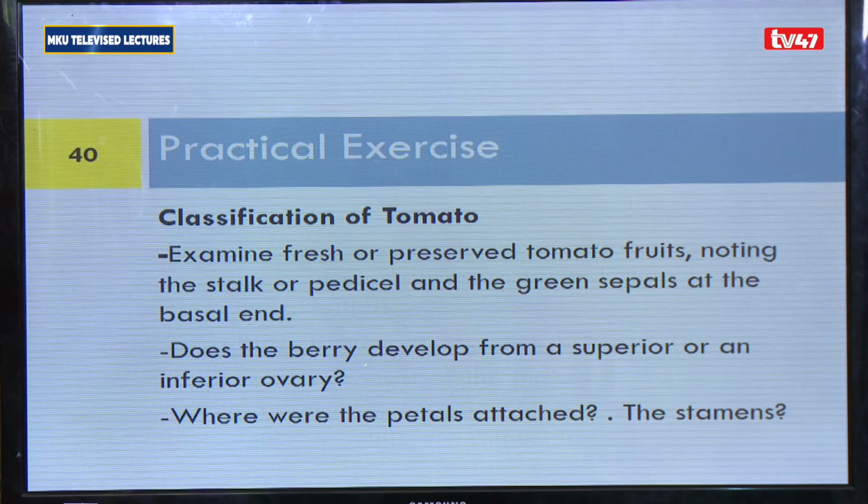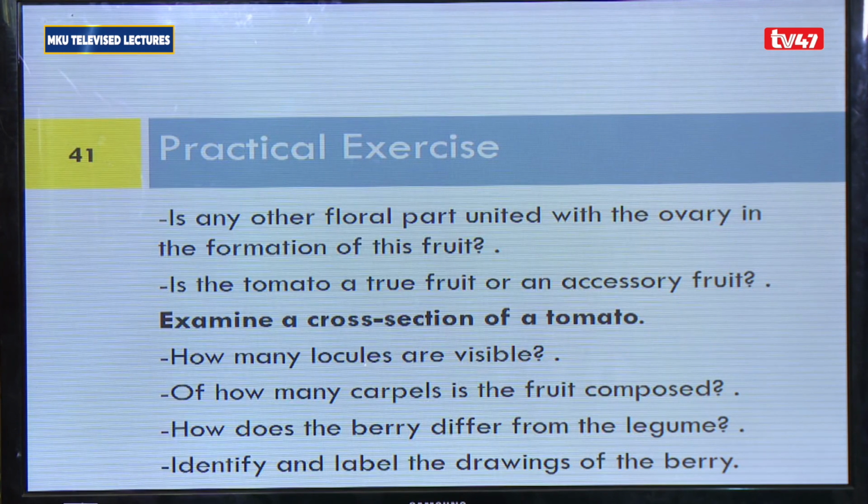Now, in relation to the fruits, here is an exercise that you can try out on your own, basically to look at the different types of fruits there are. So you have an activity here involving classification of a tomato, where you can find a tomato. A tomato qualifies to be a fruit, and look at the tomato and identify aspects of the tomato. Figure out where the petals are attached. Look at the ovary. Figure out the structure of the ovary of the tomato, and so forth. So here is an activity for you to do as far as the tomato is concerned.